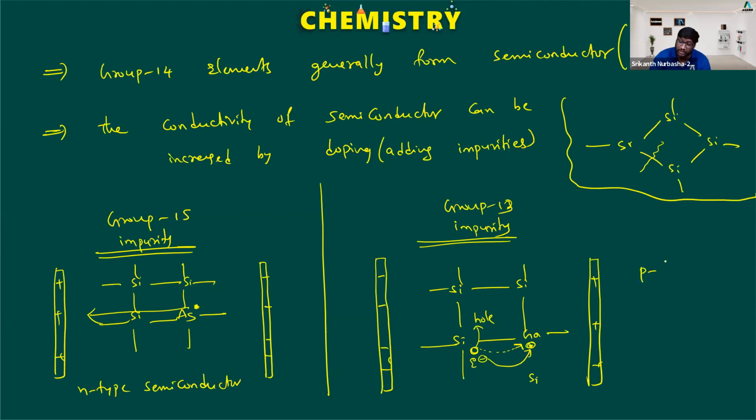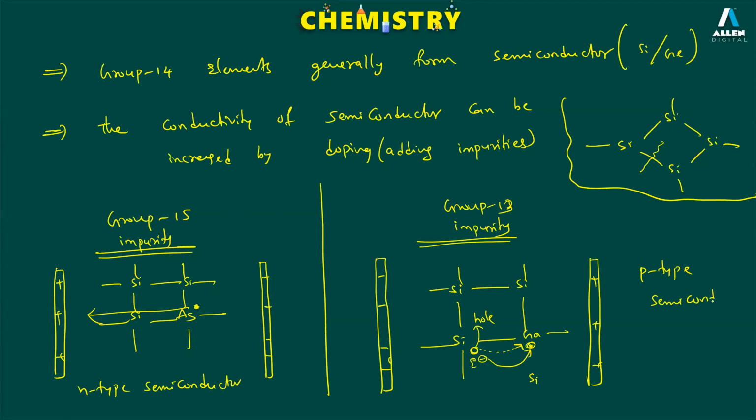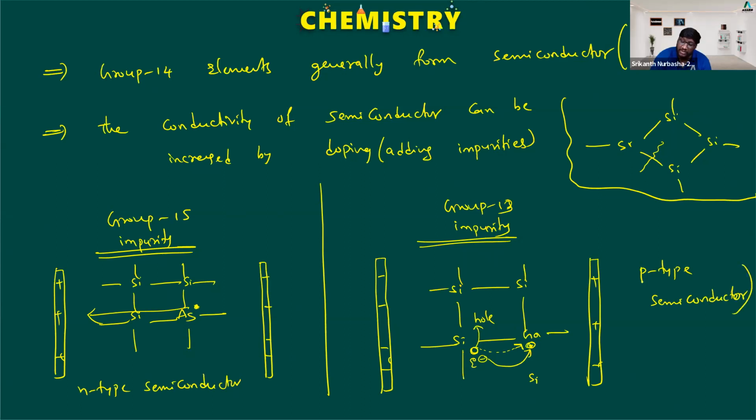So what type of semiconductor is it? P-type semiconductor. A hole is nothing but a vacancy of electron, students. A hole is not a particle, it is a vacancy. It is a vacant position where an electron was not there. This is how you can increase the conductivity of a semiconductor: by doping. Group 15 impurity means N-type semiconductor, group 13 means P-type semiconductor. So these are the electric properties.